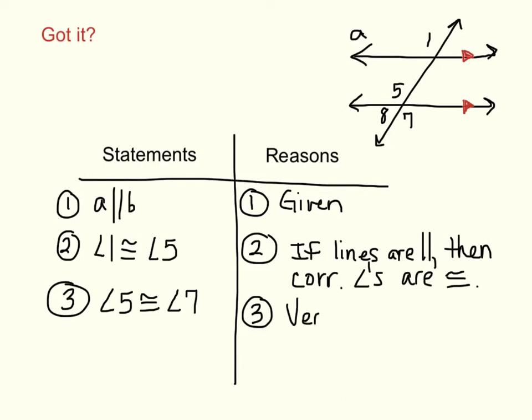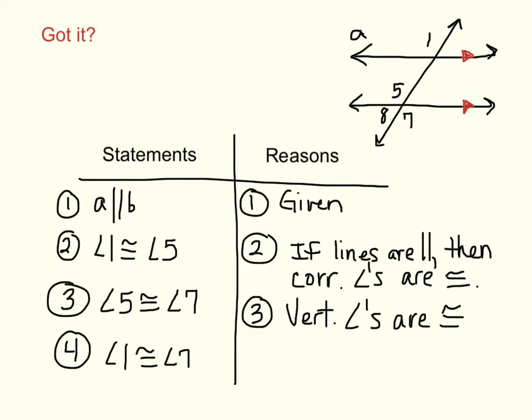Because vertical angles are congruent. So let's look at what we have. Angle 1 is congruent to angle 5. Angle 5 is congruent to angle 7. So we can say angle 1 is congruent to angle 7. Why? Because of the transitive property. And you can put transitive property of congruency as well, or you can just say transitive property. So we have just proven that angle 1 is congruent to angle 7.